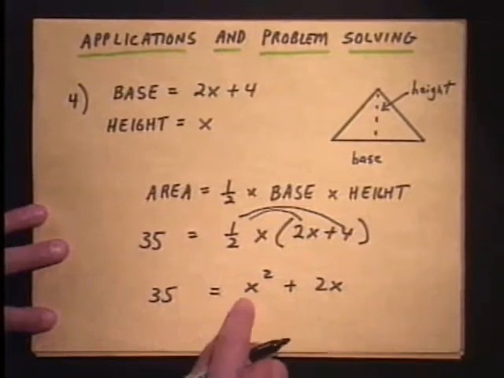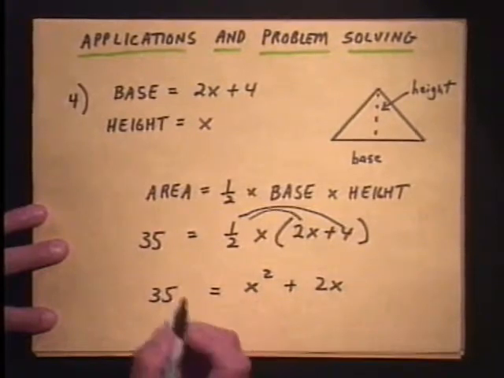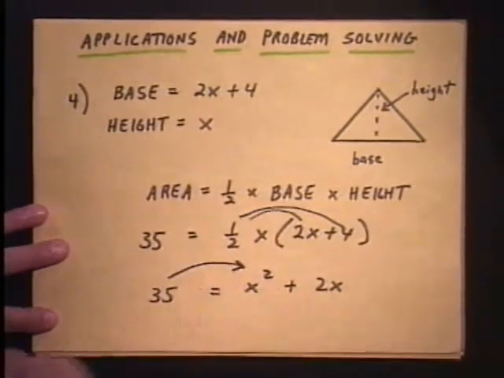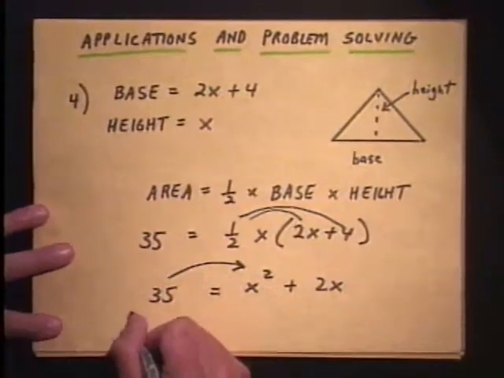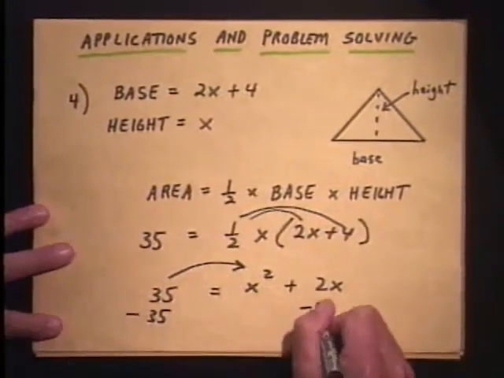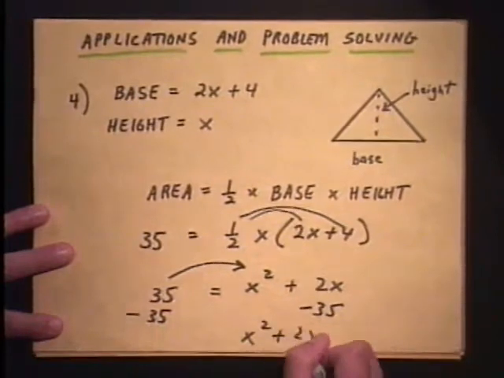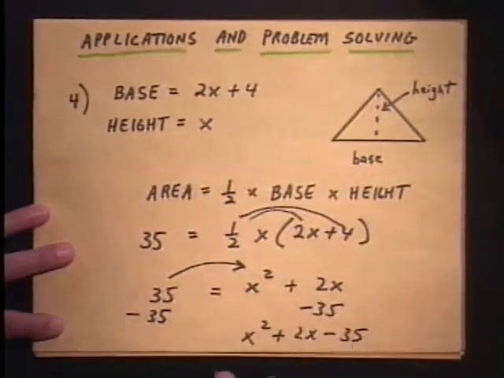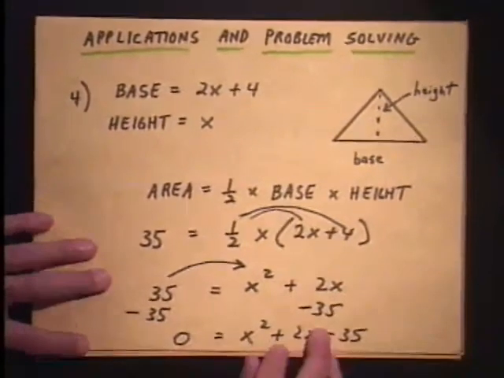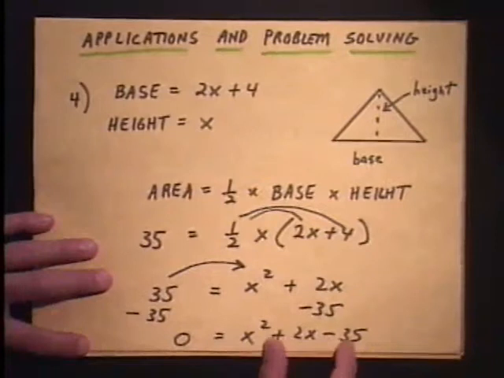Now if we want to solve for x, we want to get everything equal to 0, keeping this number positive. So we'll take the 35 and move it to the other side of the equation by subtracting it from both sides. We're going to end up with x squared plus 2x minus 35 equals our hero 0. So now we can solve for x by factoring.